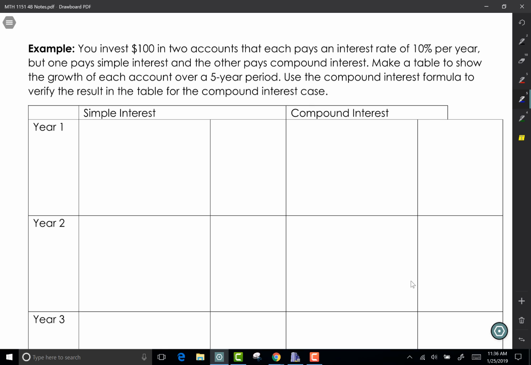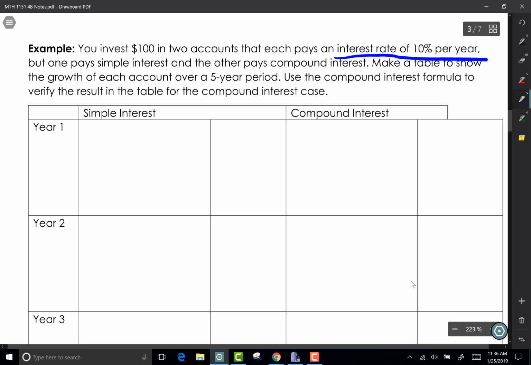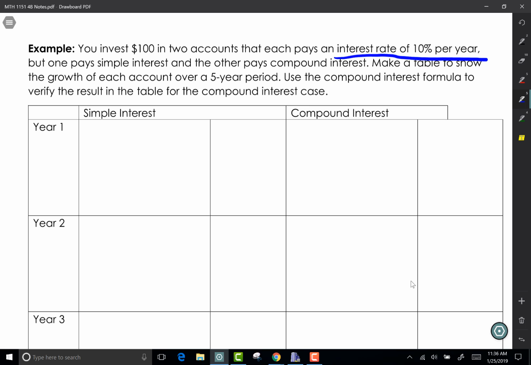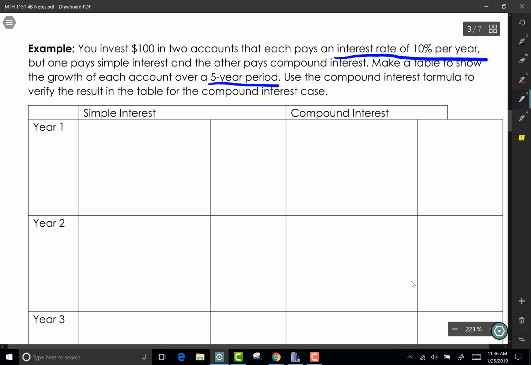We're going to make a table to show the growth of each account over a 5-year period. And then we're going to use our compound interest formula for the first time to verify our answer. We're going to do it all in one step versus figuring it out for each year. Okay, now here are the key words that we're looking for. It's an interest rate, 10% per year. And we're doing this for 5 years.